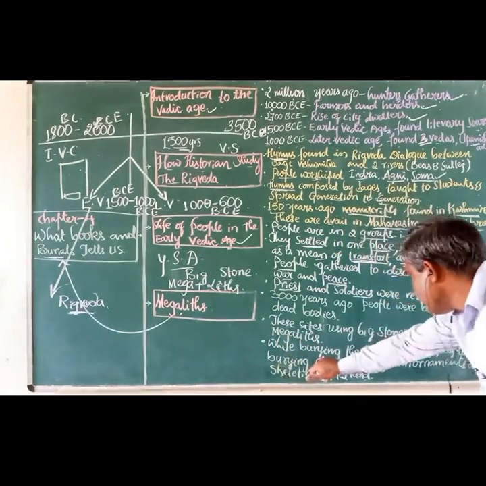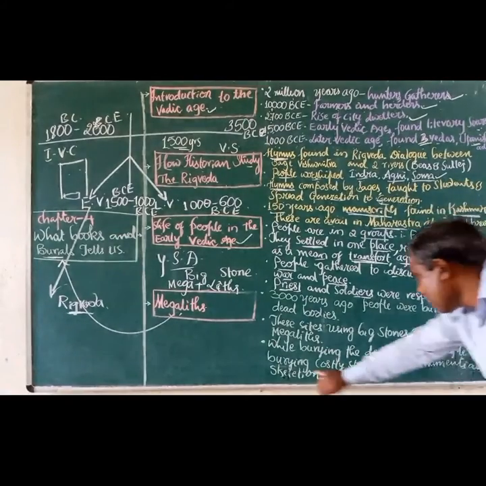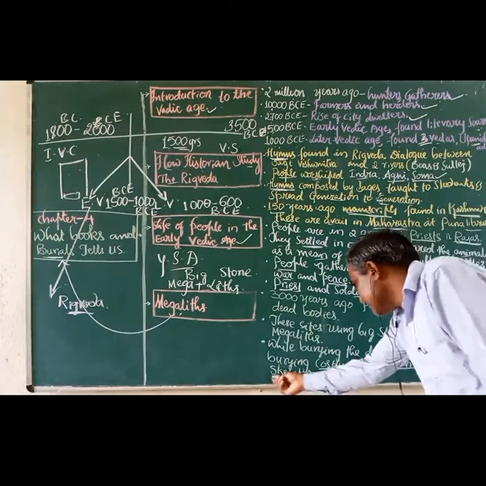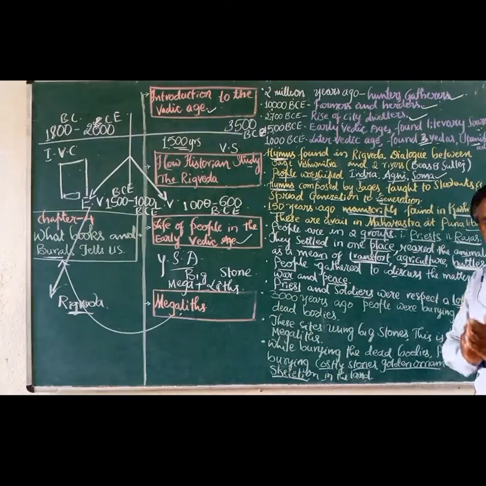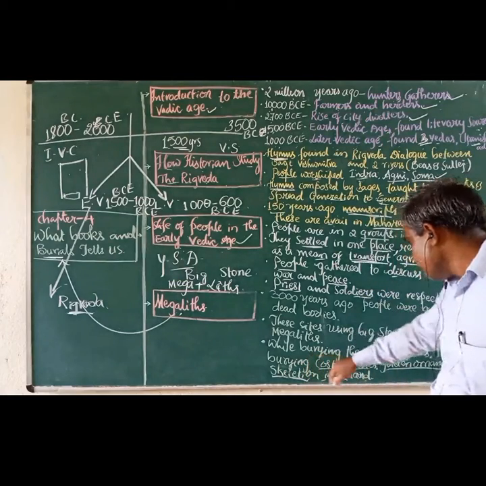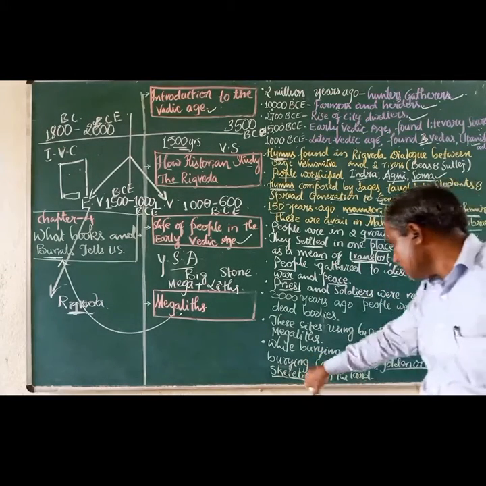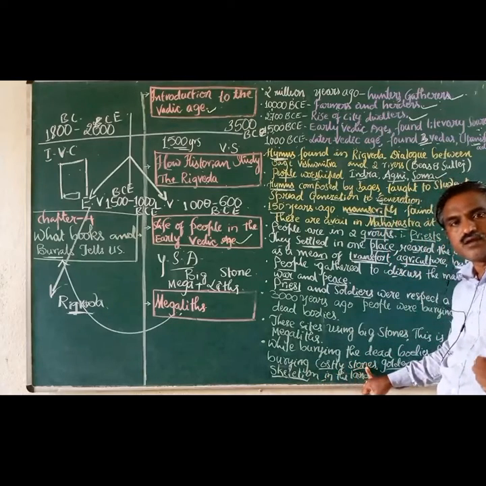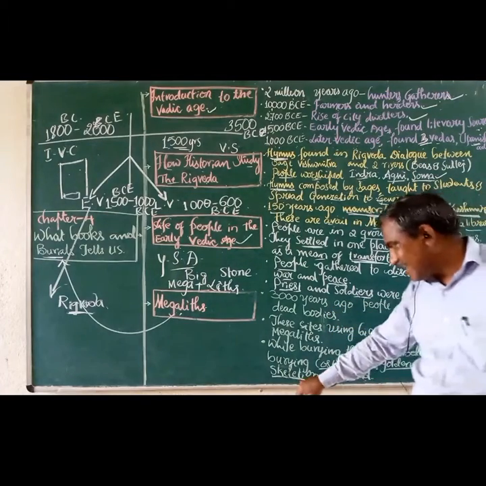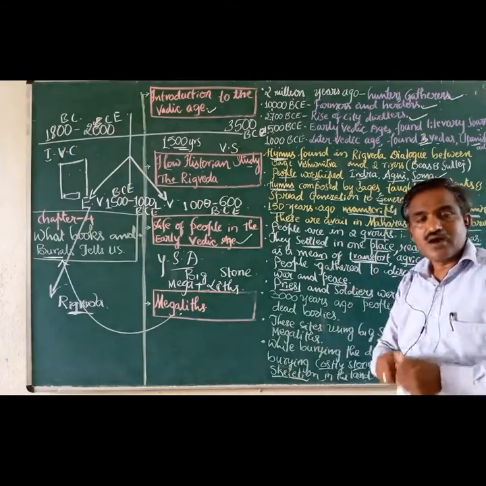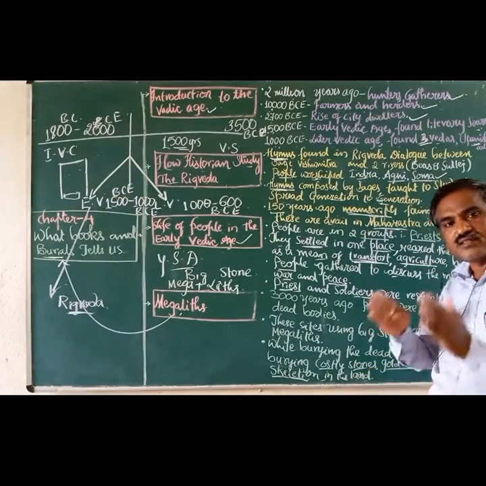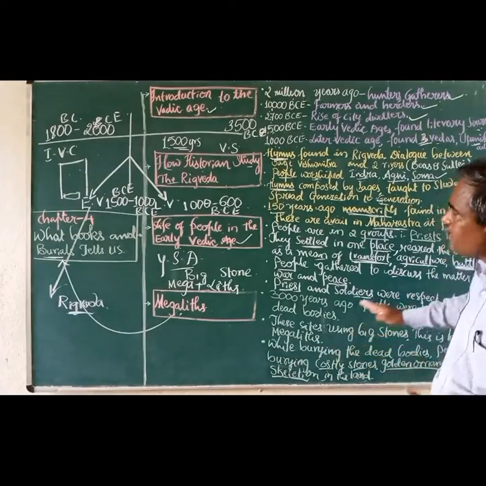And while burying the dead bodies, people were burying costly stones, golden ornaments, and the skeleton. According to the archaeologists, they were burying the dead bodies with costly stones, maybe pearls and diamonds, along with golden ornaments, in the form of respect. They were keeping some important and costly things in the graveyard. Okay, these are the records.